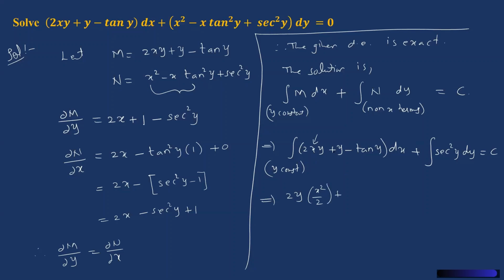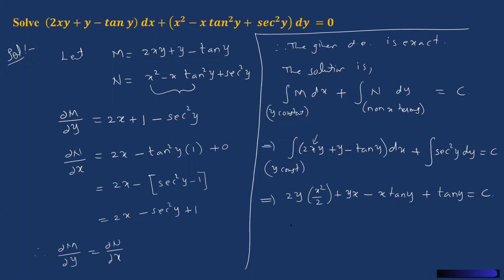Plus, here y is a constant, correct? So when we integrate y, it is yx. Minus, the same way, tan y is also a constant. When y is a constant, tan y is also a constant. So when we integrate tan y, it is also x into tan y. Right? Tan y multiplied by x. Plus, when we integrate secant square y, it is again tan y is equal to some c.